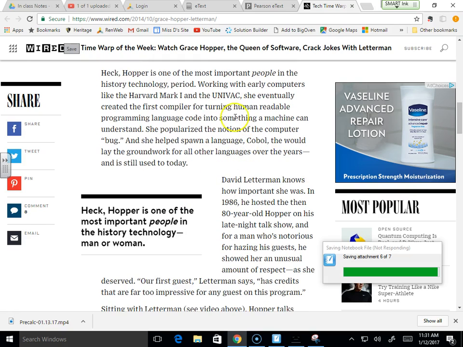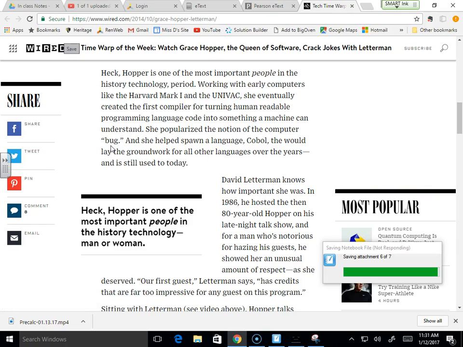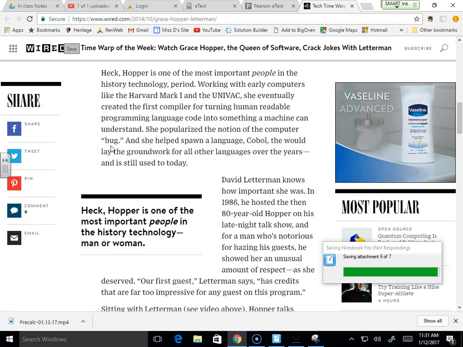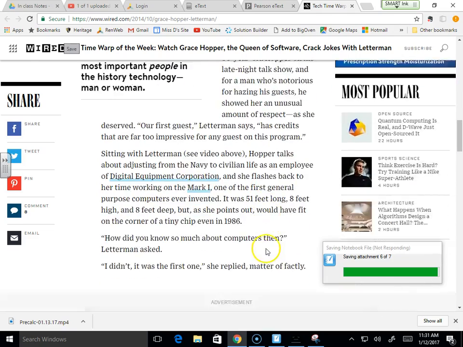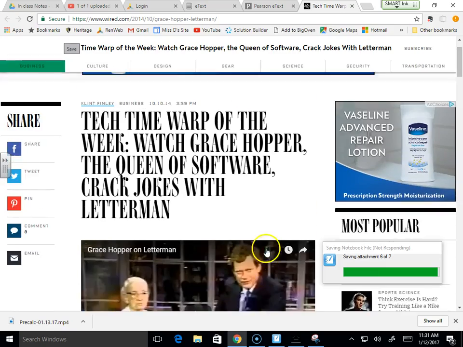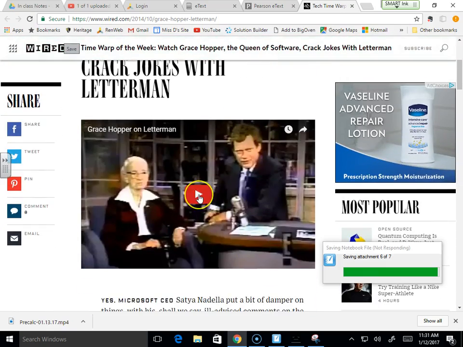But we go on in the sense of she's the one that came up with the idea of talking about a computer bug, which is interesting. That came from her. She made it up. She randomly reacted to something, and I think it was because literally there were bugs crawling around in the old computers and short-circuiting things. Anyway, super interesting. But she had a lot to do with programming language code into something a machine can understand, machines talking to each other, etc. It's a really interesting article. But we're just going to watch just a little bit of it, and then you guys can get your homework done.